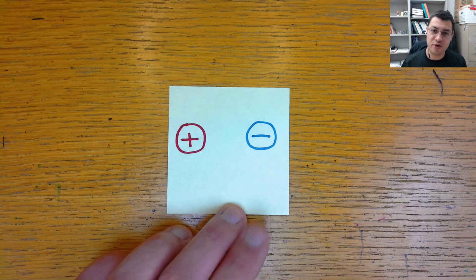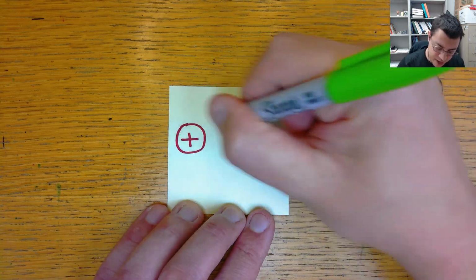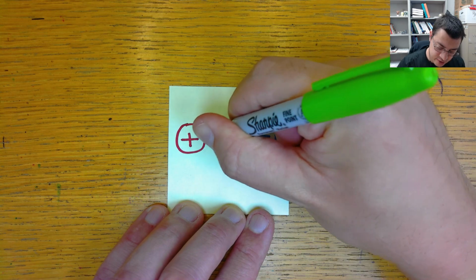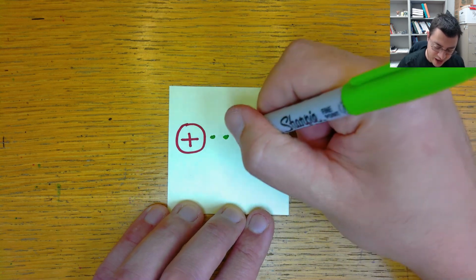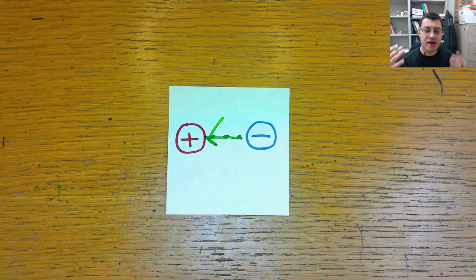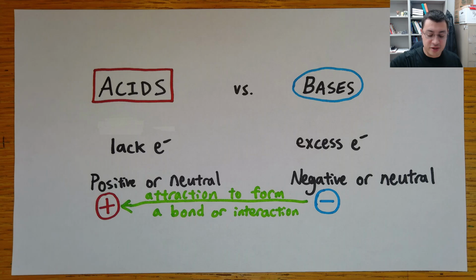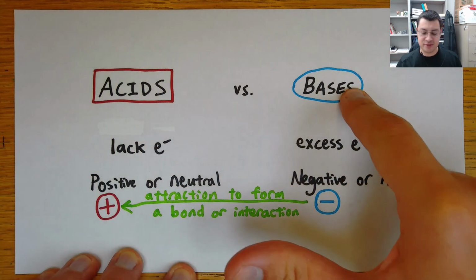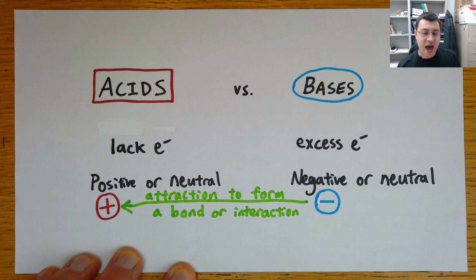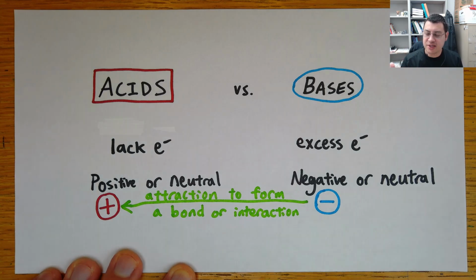Hey everyone, so we already know that negative and positive attract to each other to form bonds, interactions, things like that. In this video, we're going to come up with new ways of thinking about and describing this. The new terms we're going to use for positive and negative are acids and bases. Most of the time when we talk about acids and bases, we're not really thinking about charge, but you're going to see a pattern in how we think about acids and bases.